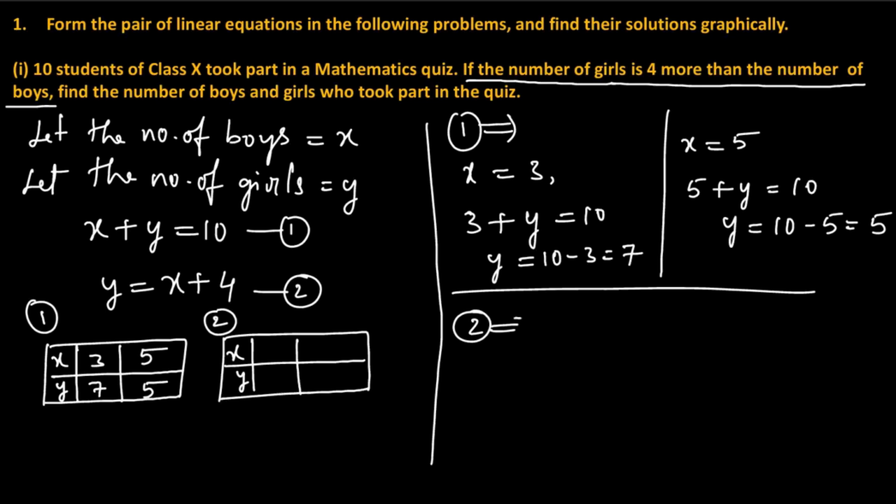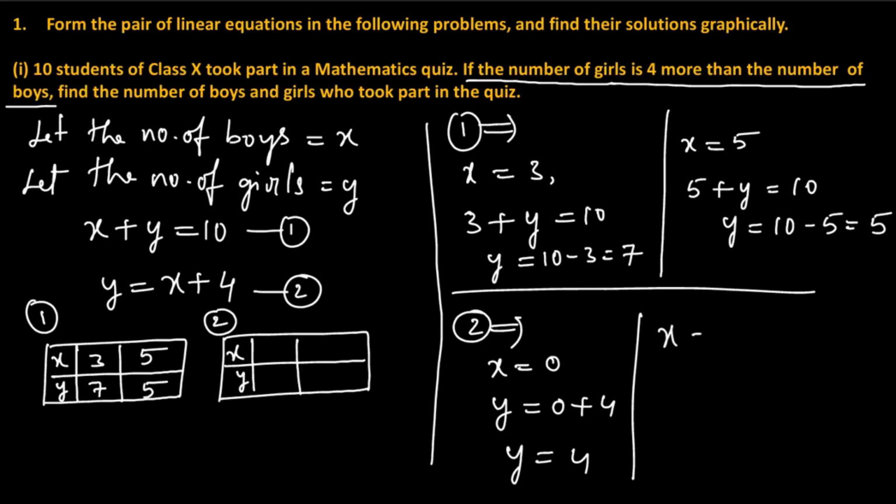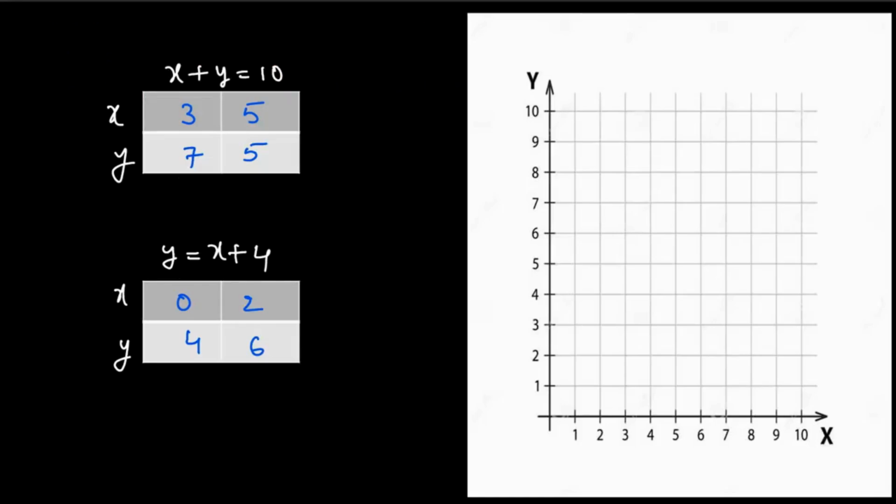For the second equation, if I take x is equal to 0, you can take anything, then y is equal to 0 plus 4, y is equal to 4. If I take any other number like 2, y is equal to 2 plus 4, y is equal to 6. Okay, let us look at the graph once. When x is 3, y will be 7. When x is 5, y will be 5.